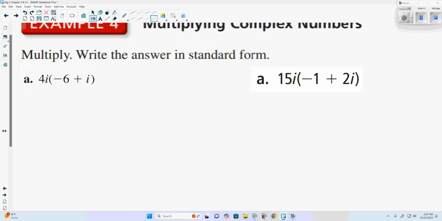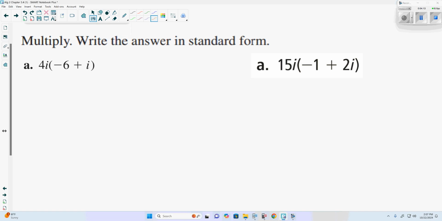Now, where we stopped yesterday was this here. We want to multiply these together and write it in standard form. I didn't specifically state standard form earlier, but standard form is just a plus bi. The real number, the number without i, goes first, and the number with i goes second. That's all standard form is. a plus bi. Now, if we look at this first one, to multiply, we're just going to distribute the 4i. We're going to multiply through by 4i.